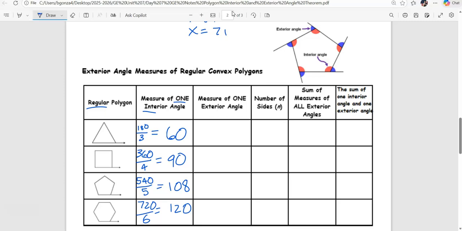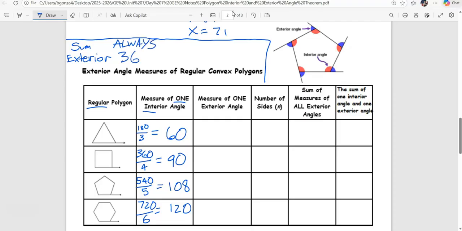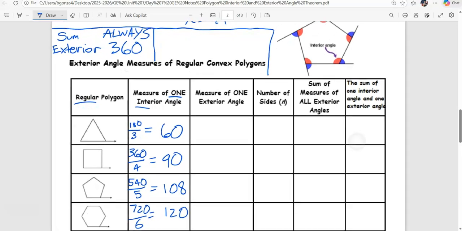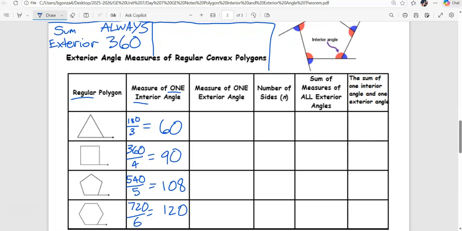Okay. So over here, we're going to make some equations that we got to remember. Okay. So the sum of the exterior angles of every polygon is always, keyword, always 360. Okay? So is everyone writing this down? The sum of the exterior angles of every single polygon, they always add up to 360, right?